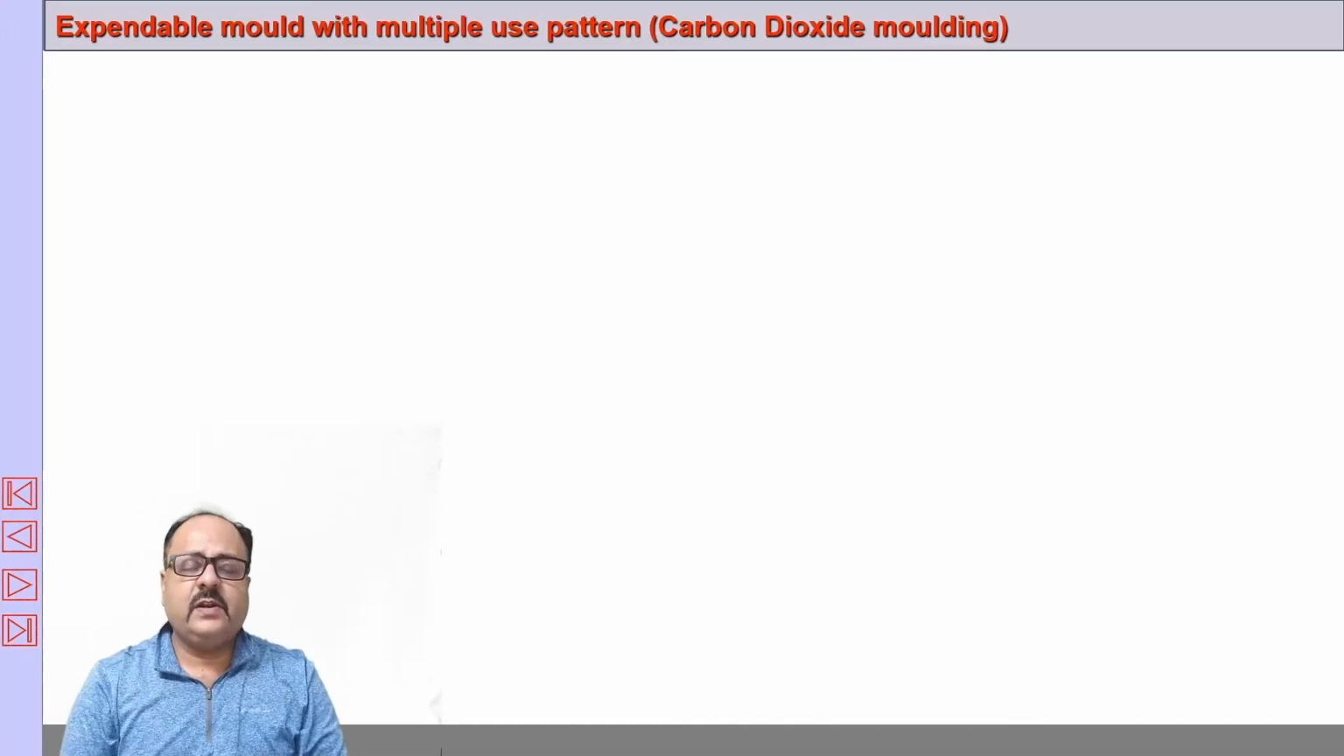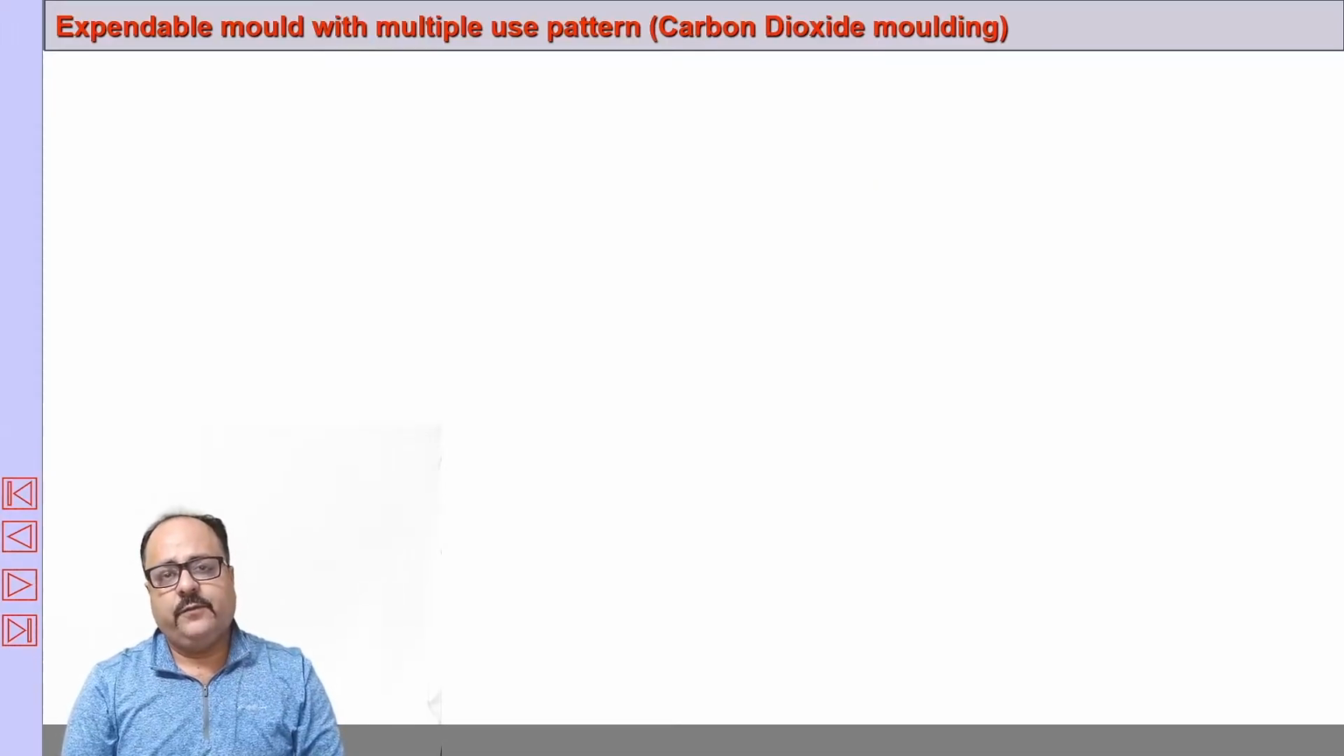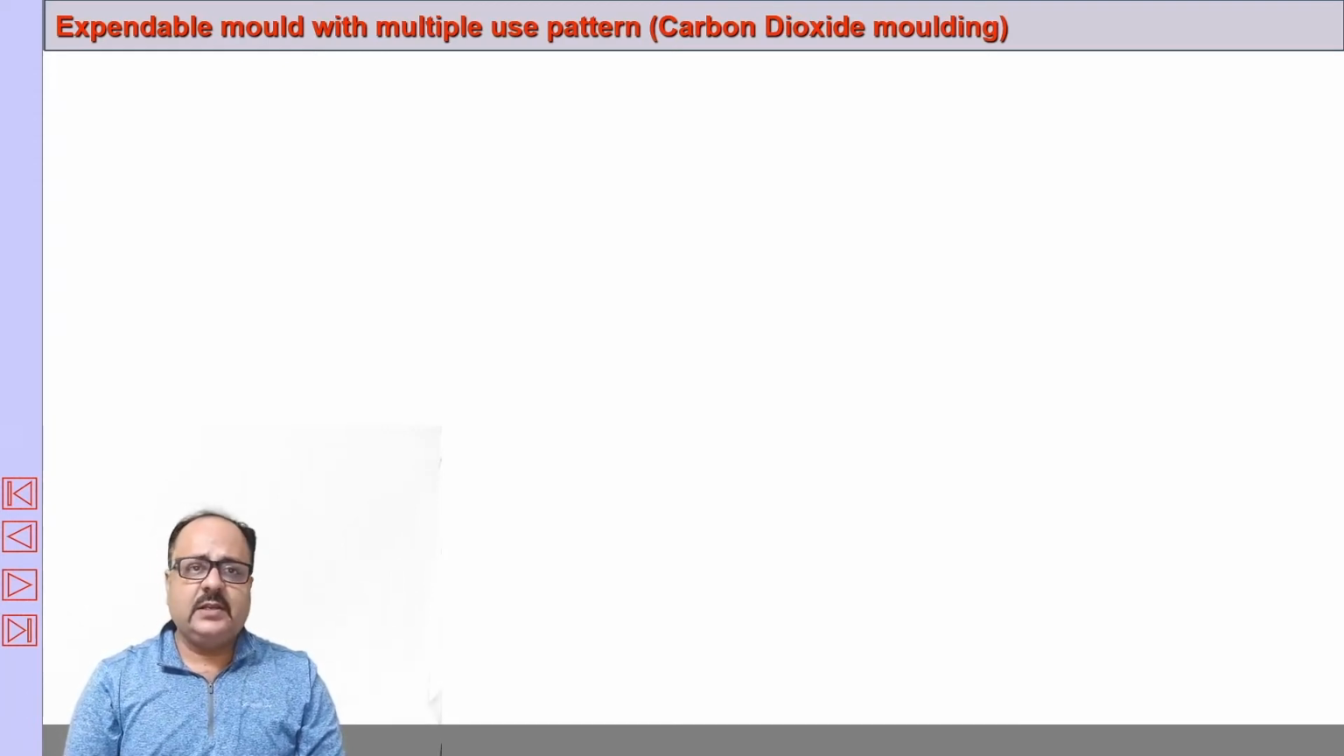Hello friends, welcome to this lecture 15 of a series of lectures on metal casting. In the previous 14 lectures I have discussed sand casting, and in the next few lectures I'll be covering the other casting processes. So in this lecture we'll be discussing carbon dioxide molding, shell molding and investment casting. So these three casting processes will be discussed in this lecture. So let's start. We'll start with carbon dioxide molding.